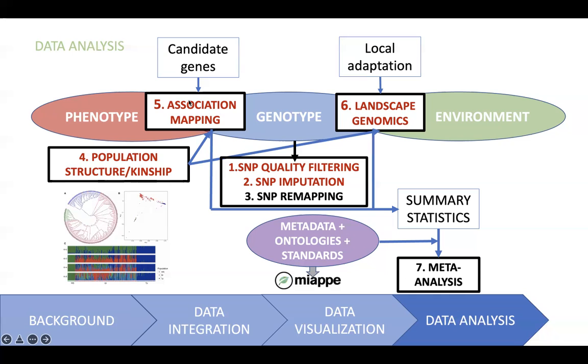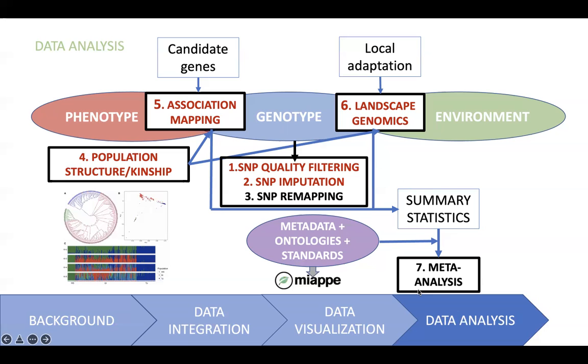So the association mapping is basically the association between the phenotypes of interest and genotypes, and allows users to obtain candidate genes of resilience, for instance, to biotic and abiotic stresses. And landscape genomics, which is the association of the genotypes and environmental variables of interest, and allows users to obtain locally adapted SNPs. And finally, by using the summary statistics of these two analyses, association mapping and landscape genomics, users can also perform meta-analysis. And we are working on providing a meta-analysis workflow.